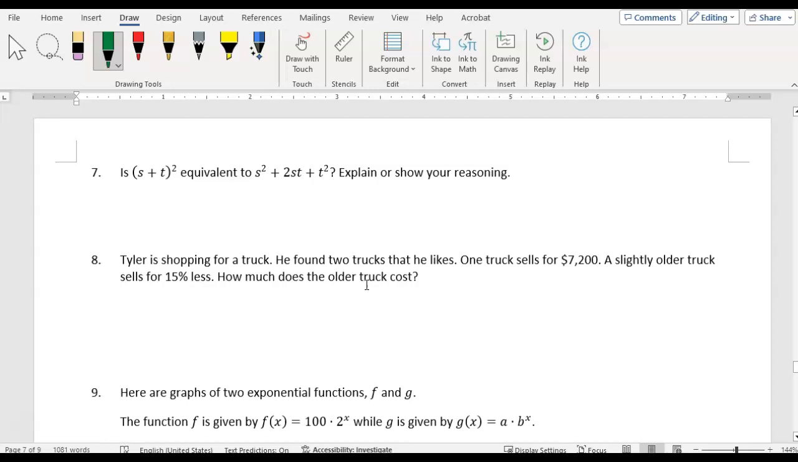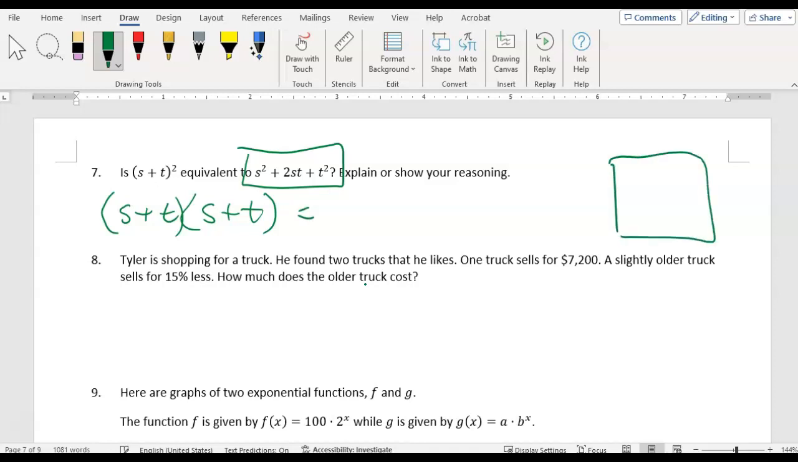Is S plus T all squared equivalent to this? Explain or show your reasoning. So we're going to do this. Remember that when the square is outside of the parentheses, that means everything is squared. So we have to square S plus T times S plus T. And so let's go ahead and do that. Now you can use your box method if that is easier for you. Again, these are all positive, so this is a nice, easy one to do.